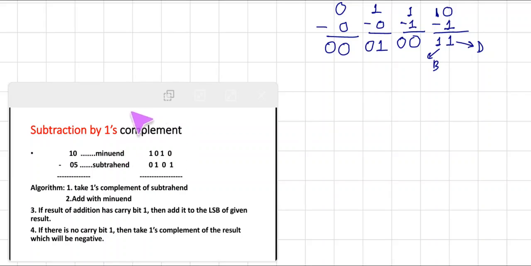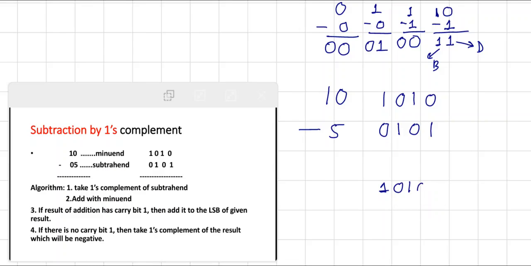Now if we want to use the 1's complement form for 10 minus 5, remember that this is plus 10 and this is minus 5, which is to be subtracted. So 10 is 1 0 1 0 and 5 is 0 1 0 1. Step 1: take the 1's complement of the subtrahend. The number which is to be subtracted is called the subtrahend. So take the 1's complement of this, which is nothing but 1 0 1 0.